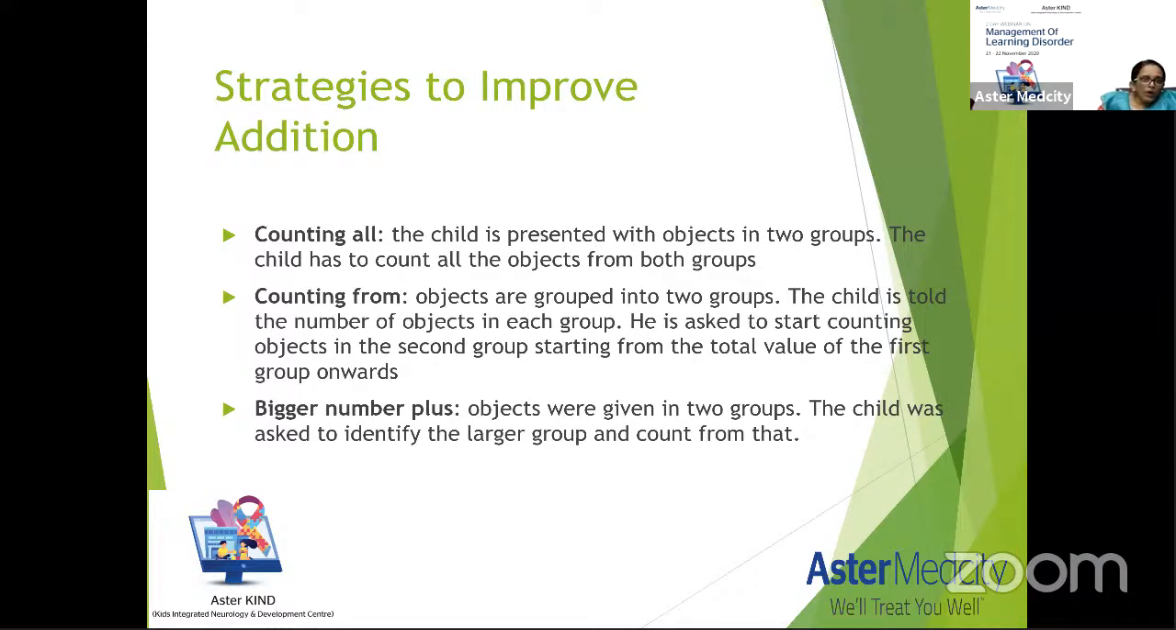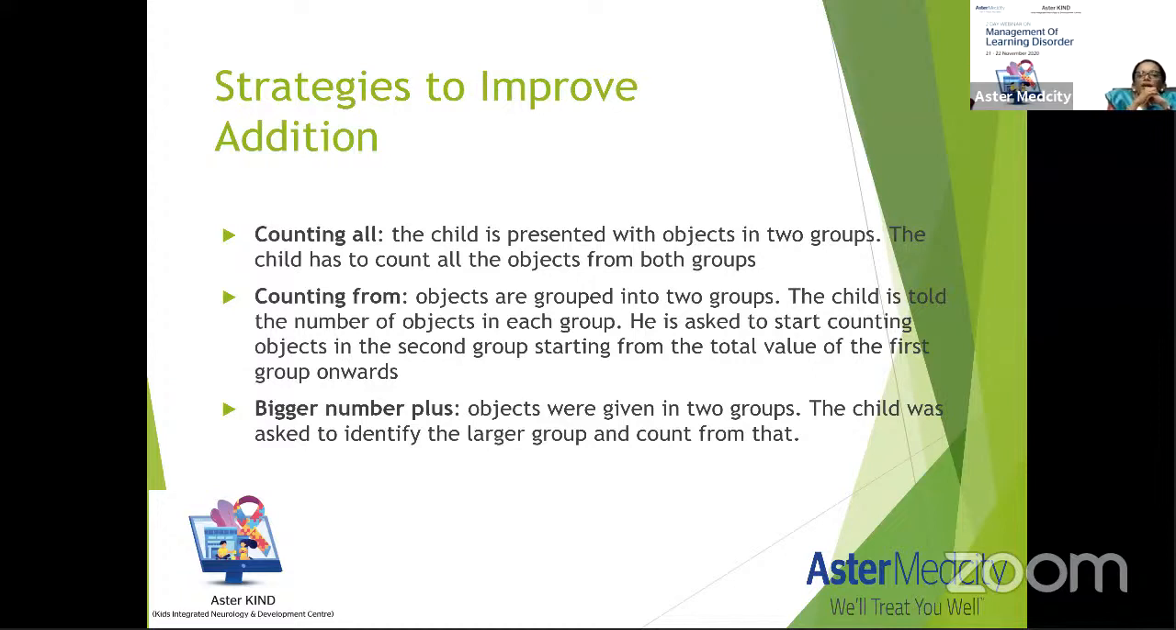One is counting all, where we give two groups of materials, five things in one group and three things in the other group, and ask them to count the two groups together. That is counting all. And counting from: we give 5 plus 3 and tell them that the first group contains 5, and they start counting from the second group from the last number. Like if the first group is 5, ask them to count from 6 in the second group.